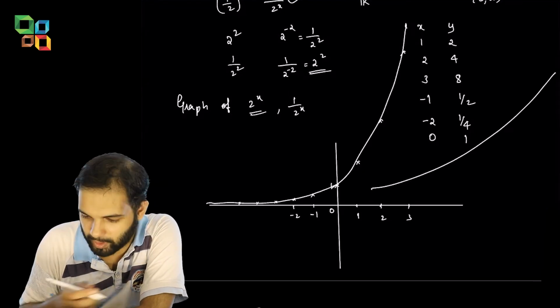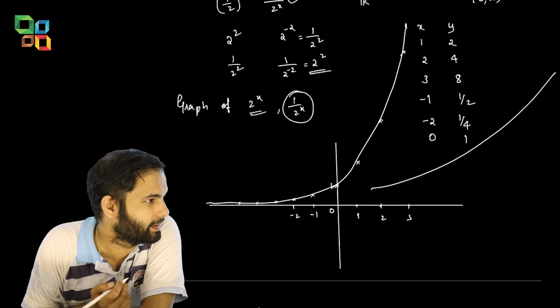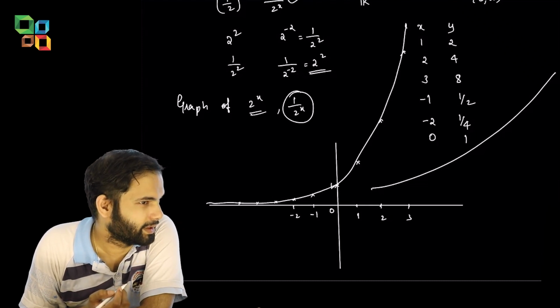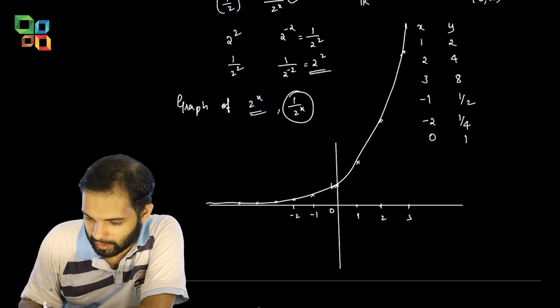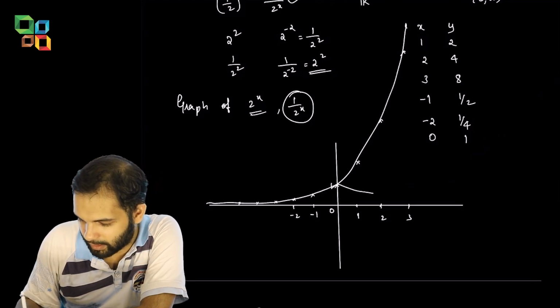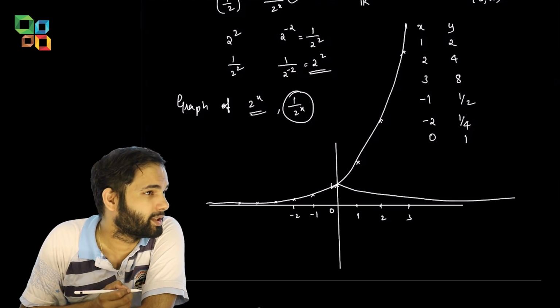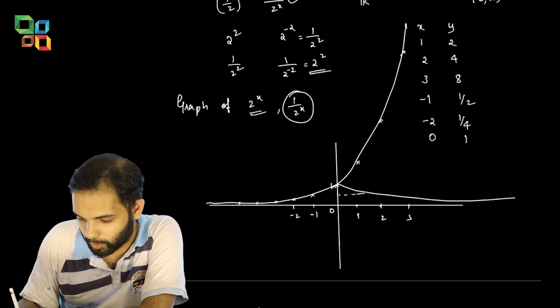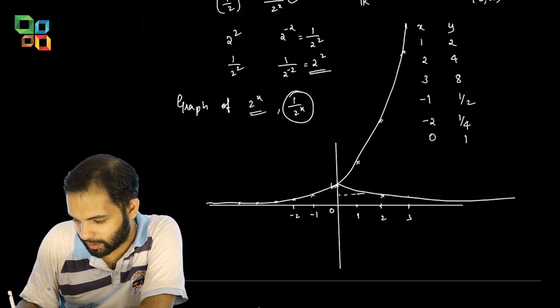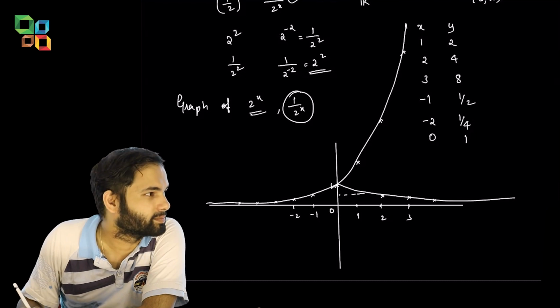Okay. What about this 1 by 2 power x? Anybody? The opposite side. Okay. Here, the same logic will be applied when x is positive. Now it will come this side. If you want, you can check. At 1, this is half, right? At 2, this is 1 by 4, half of that. Half of that, it will keep on reducing.